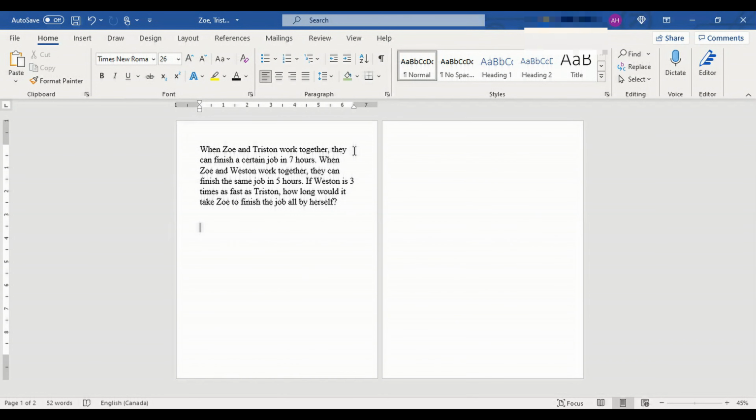Right, so to do this question, I'm going to make the important sentences different colors so you can differentiate them. Zoe and Triston's sentence will be red. The one with Zoe and Weston will be blue. And we'll take this sentence up to the comma and make it yellow.